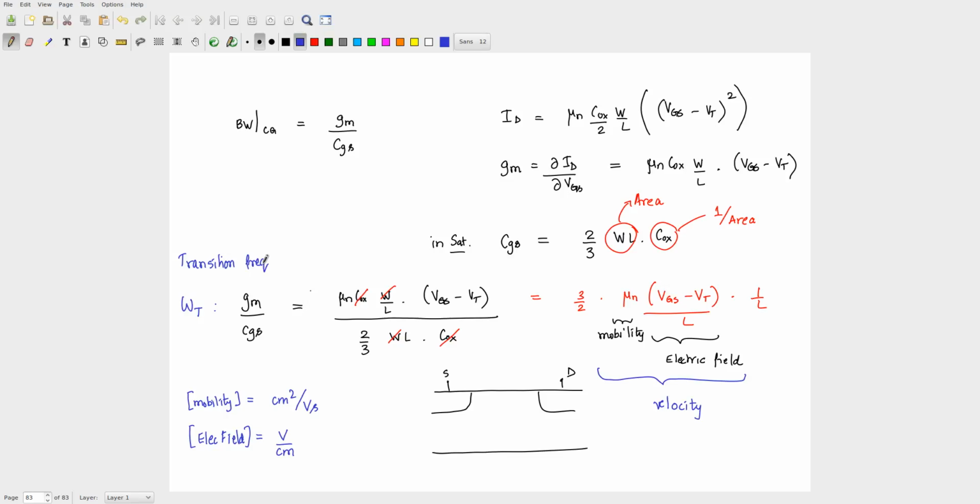Okay, so this omega t is a very important metric for transistors. You have another metric which is called Ft, and Ft is nothing but omega t divided by 2 pi. Ft is in hertz, right? Omega t is in radians per second. So Ft is usually the parameter that people quote for various transistors.